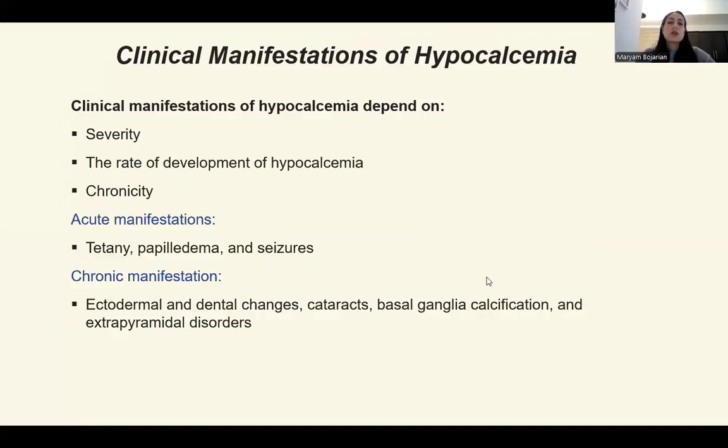Okay, so we so far learned about causes of hypocalcemia, and now we want to talk about clinical manifestations of hypocalcemia. It really depends on whether your patient develops hypocalcemia acutely or chronically, and also the rate of development is important. In terms of acute manifestations, we can see tetany, papilledema, and seizures. In chronic manifestations, we usually see ectodermal and dental changes, cataract, basal ganglia calcification, and extrapyramidal disorders.